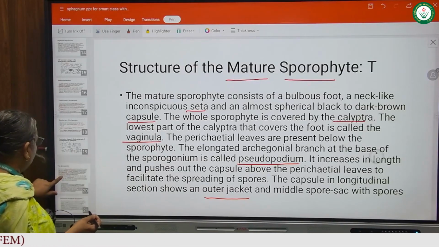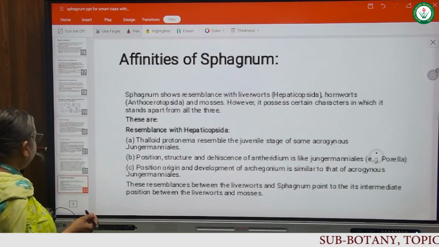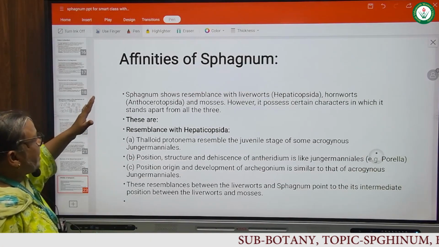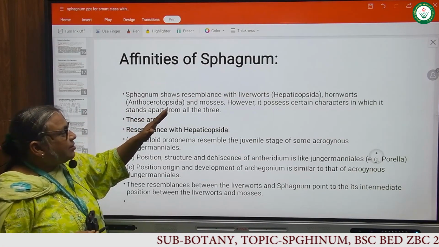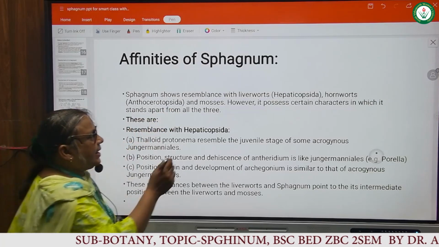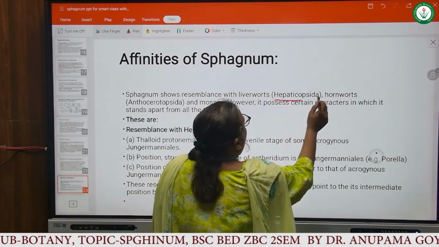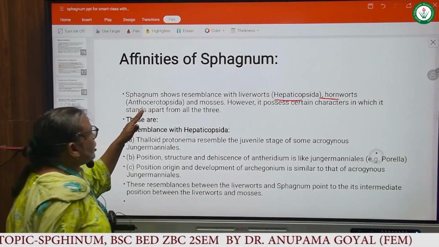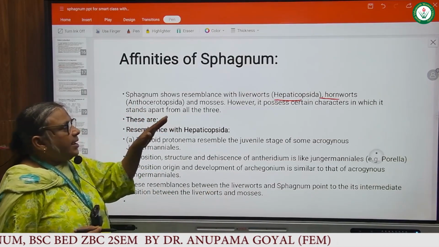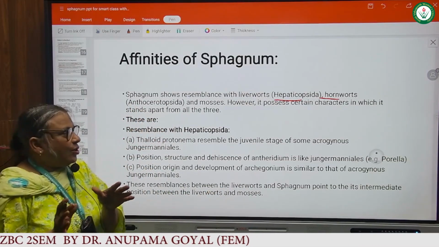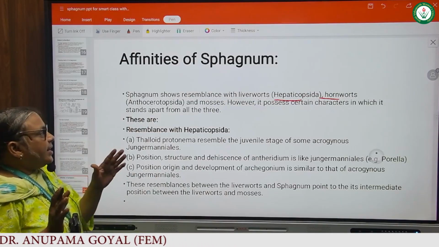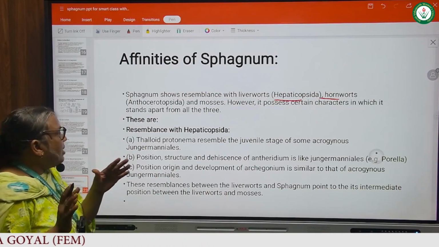Now, the affinities of Sphagnum. Well, Sphagnum shows resemblance with liverworts like Hepaticopsida, hornworts, Anthocerotopsida, and mosses. It possesses certain characters in which it stands apart from all the three.